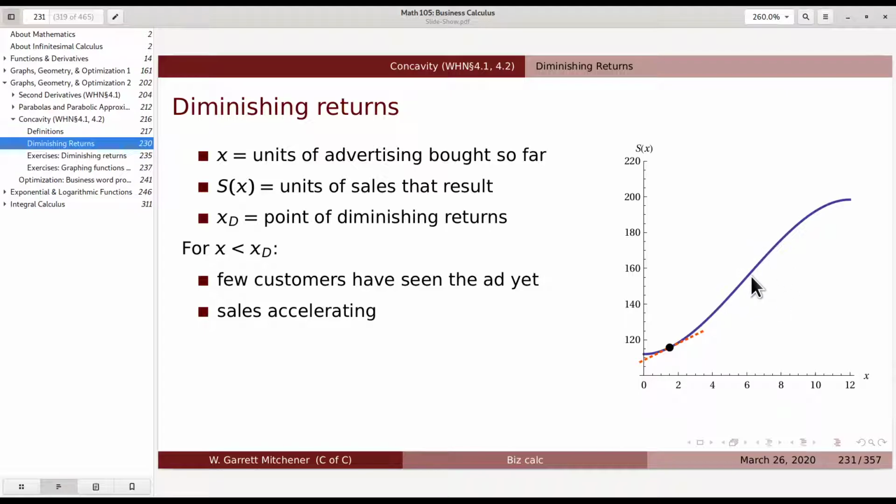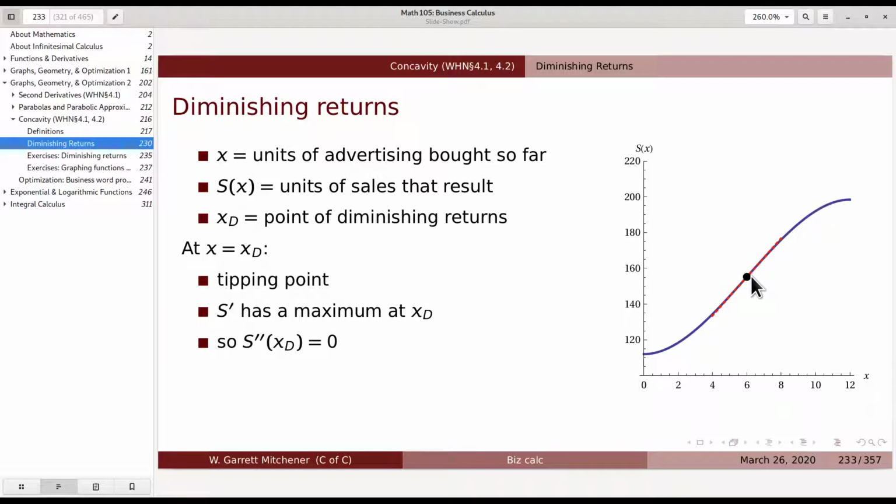So for X less than X sub D, few customers have seen the ad yet, sales are accelerating. More and more people are seeing the ad and spreading the word, and you're getting more and more sales for each additional unit of advertising. However, once the campaign has been running for a while, most customers who would want the product have already seen the ad and already decided whether to buy it or not. So each additional unit of advertising only gives you a few more units of sales.